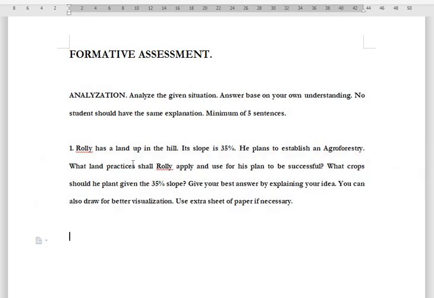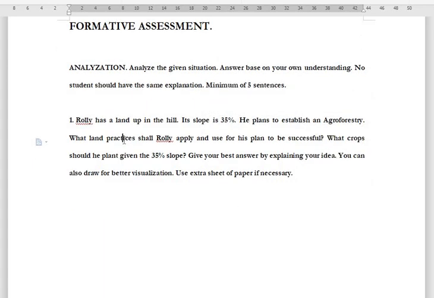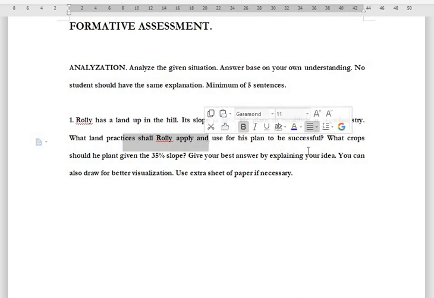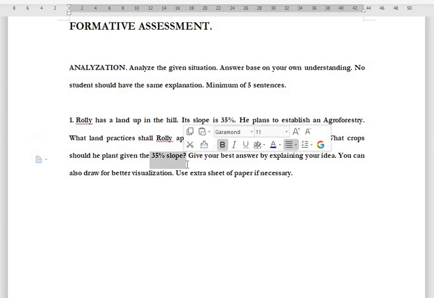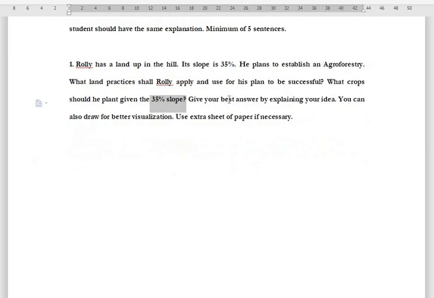Rolly has a land up in the hill. Its slope is 35%. He plans to establish an agroforestry. What land practices shall Rolly apply and use for his plan to be successful? Sa mga crops, ang iyahang i-plant given nga 35% yung slope. Give your best answer by explaining your idea.